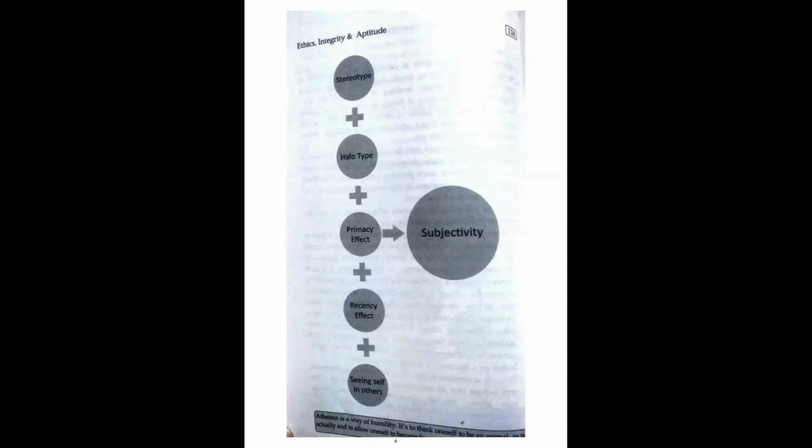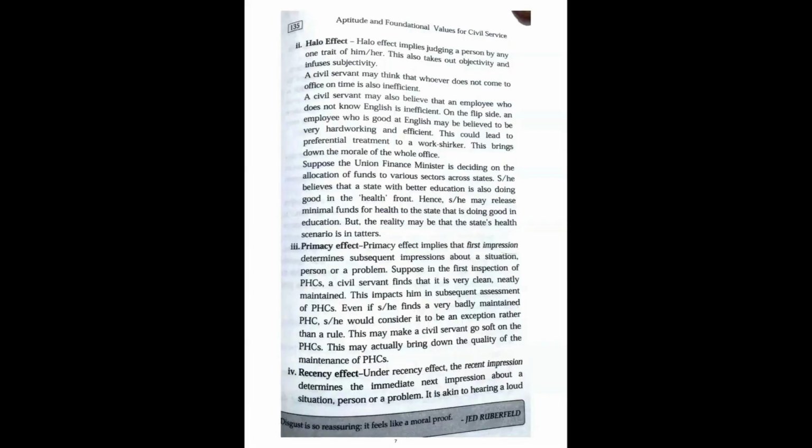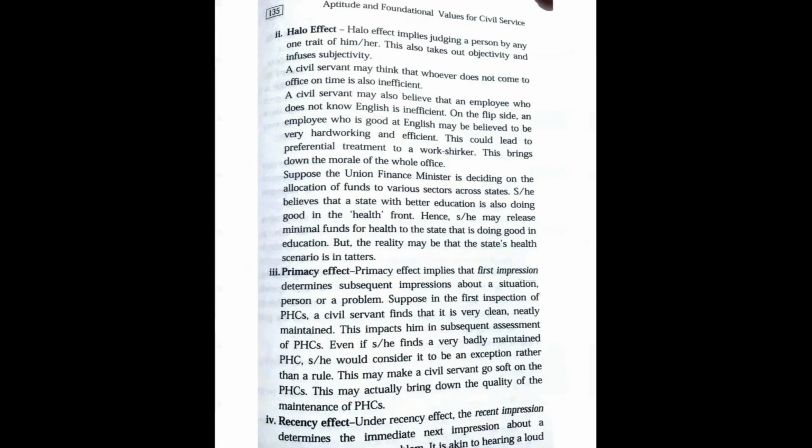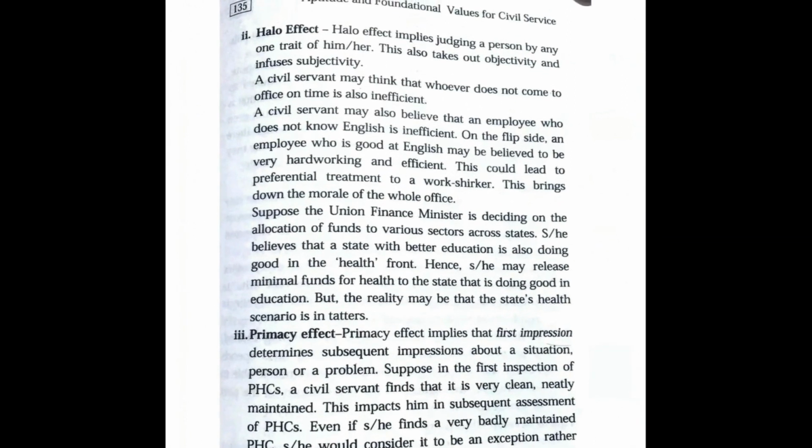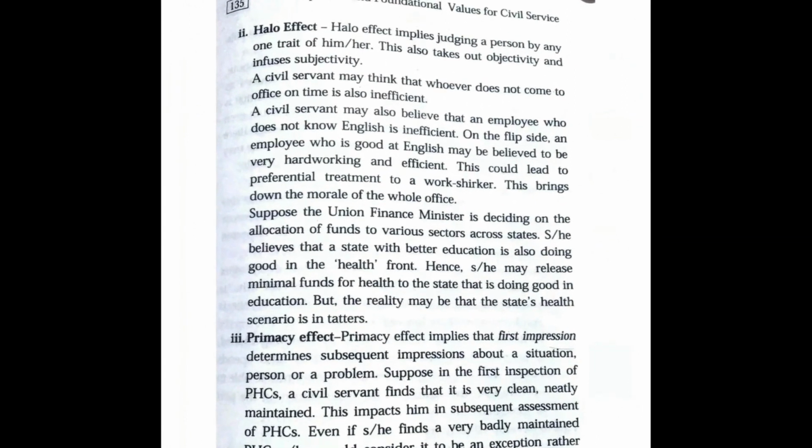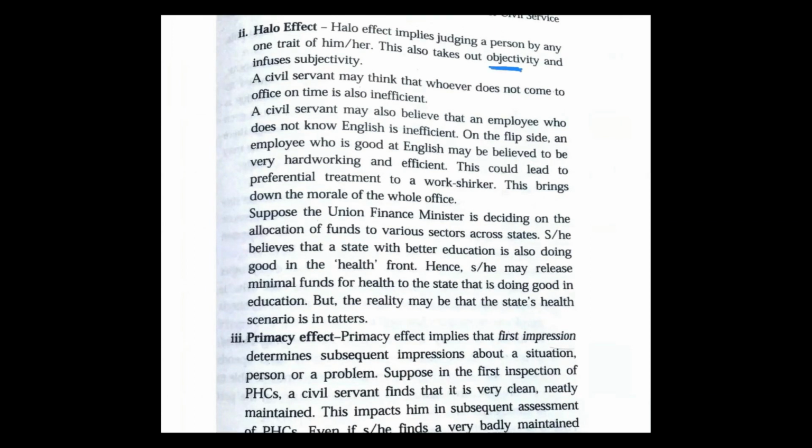Stereotype, halo effect ये सब हम पढ़ेंगे, ठीक है. अब आ जाओ हेलो इफेक्ट. स्टीरियोटाइप हो गया. So stereotype you should avoid in order to promote what? That is objectivity. Now comes the halo effect. Halo effect implies judging a person by any one trait of him. आप judge करते हो एक particular trait से. This takes out objectivity and again infuses subjectivity. So you have to use these words, halo effect, ठीक है.